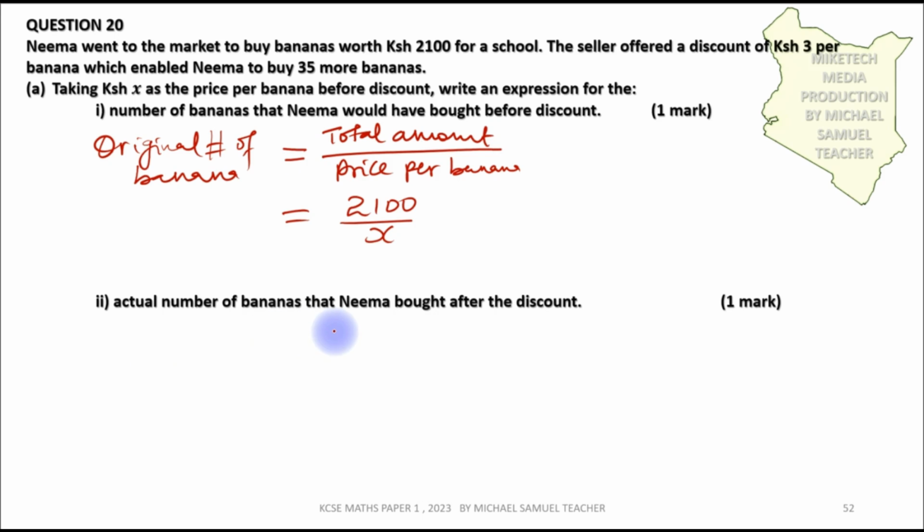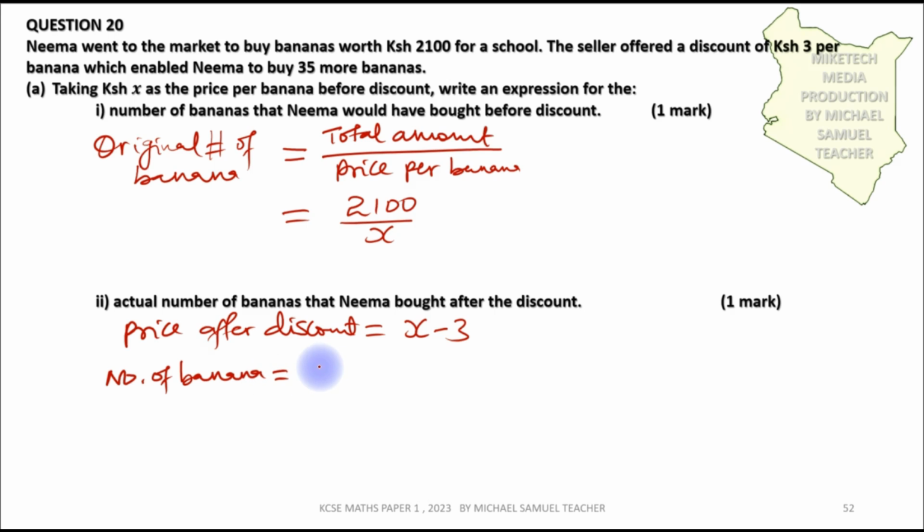Then Roman 2, the actual number of bananas that Nema bought after discount. So the price after discount will be X minus 3. So the number of bananas after discount will be the total amount, which is 2,100, divided by the price after discount, or it can also be the other case.